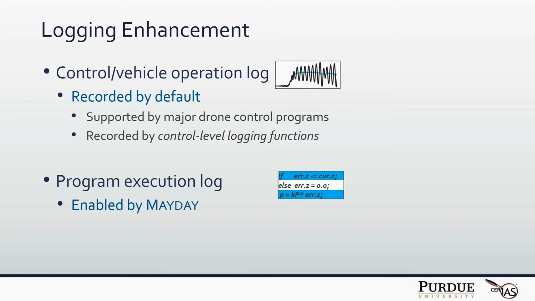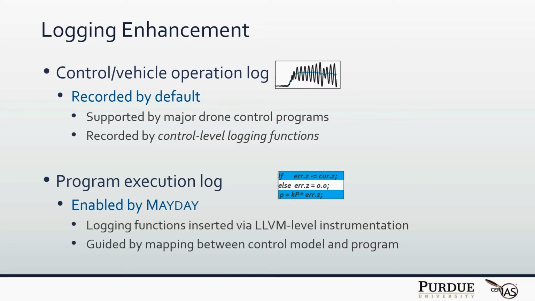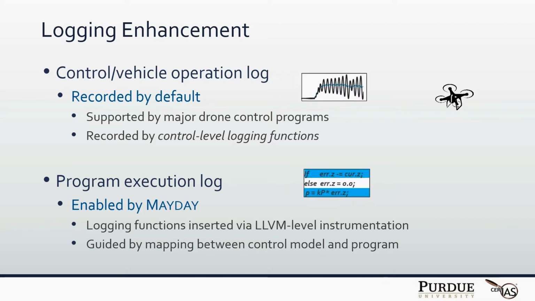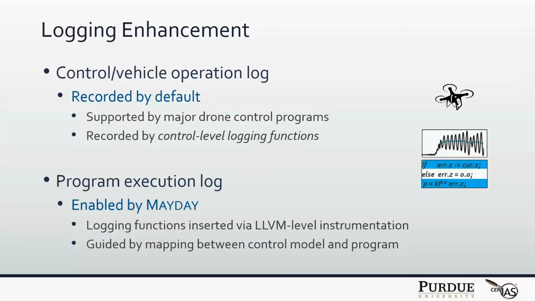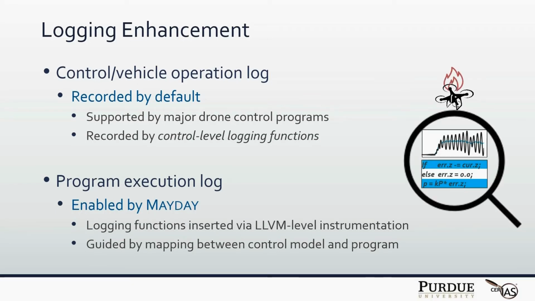Such a program execution is enabled by MAYDAY. This is enabled by LLVM level analysis and instrumentation, guided by the mapping between the control model and control program. Now, the drone will record both control level and program level logs during its missions. If an accident happened, the black box of the drone will contain both types of logs, which will be used by MAYDAY to perform cross-domain investigation.